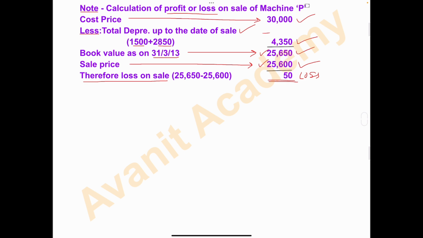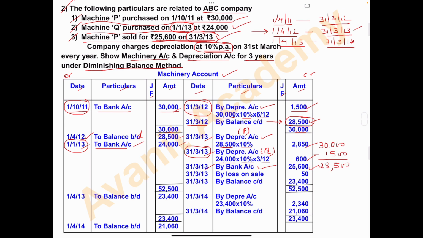Let's move to machinery account. So machinery account credit side. See here, 31st March 2013, by loss on sale. So on this selling transaction we have a loss of 50 rupees. By loss on sale amount is 50 rupees. Just we have calculated in note 1.